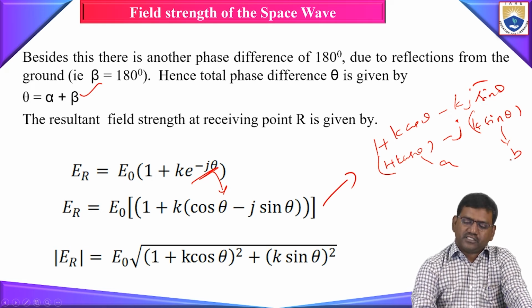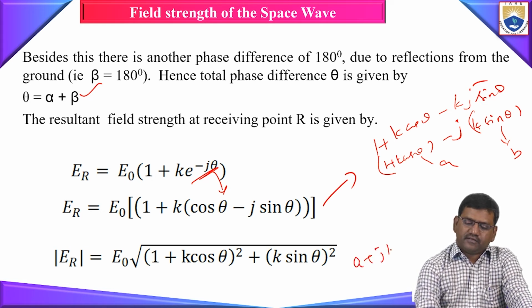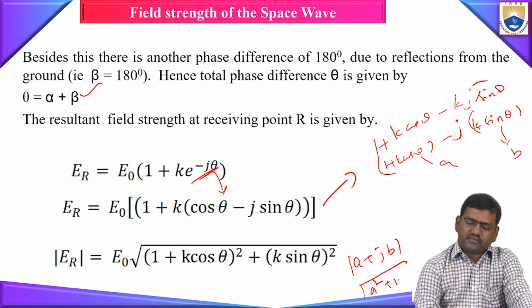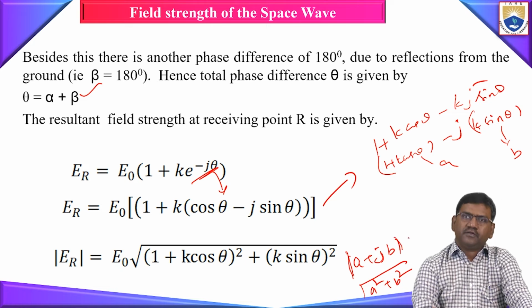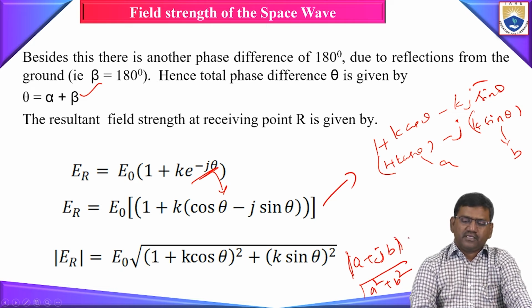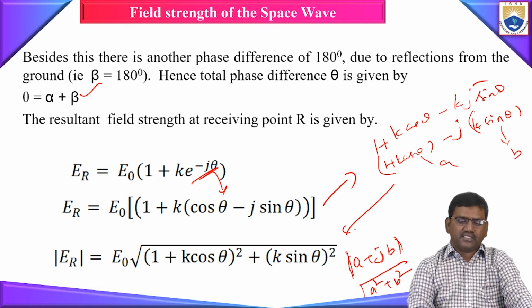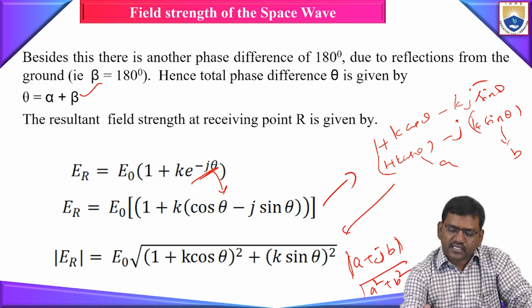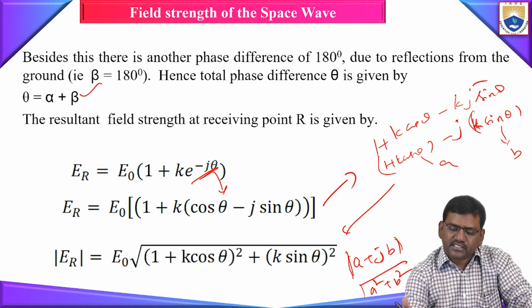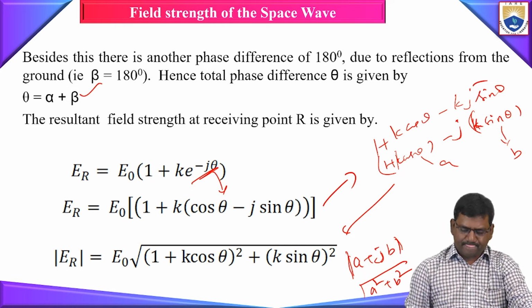If we take the modulus of A plus jB, it is equal to the root of A square plus B square. The same thing we have seen here: E naught into the root of (1 plus K cos theta) whole square plus (K sin theta) whole square. Here K sin theta represents B, and 1 plus K cos theta represents A.